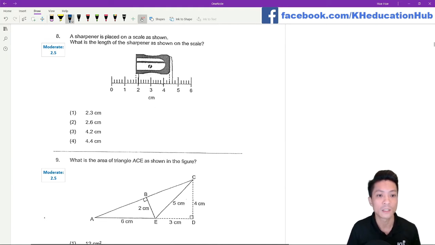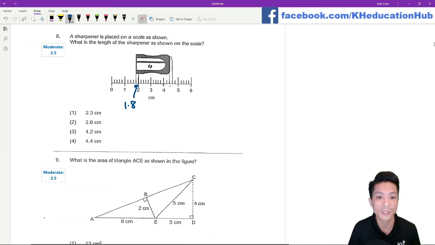Question 8. A sharpener is placed on a scale as shown. What is the length of the sharpener as shown on the scale? Now we're going to take the reading at the beginning, which is over here. Okay, look at the scale from 1 to 2. There are how many markings? 1, 2, 3, 4, 5. There are 5 markings, right? So which means that each one is 0.2. The reading over here is 1.8.